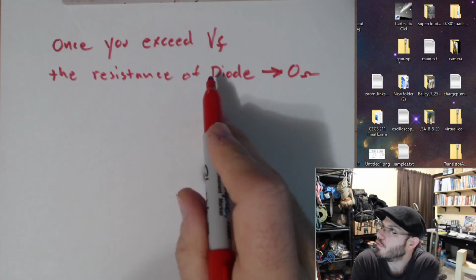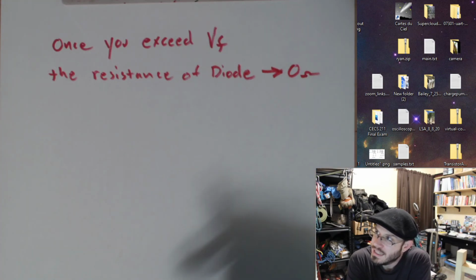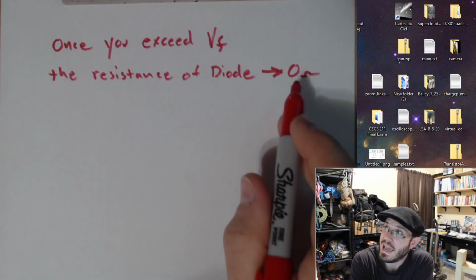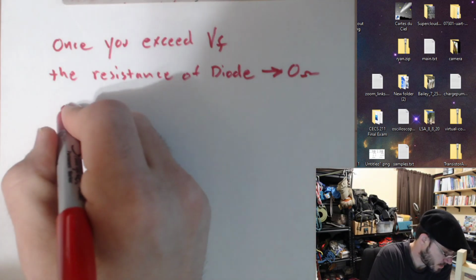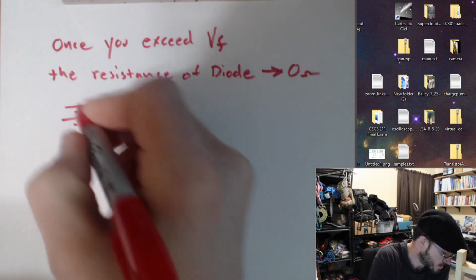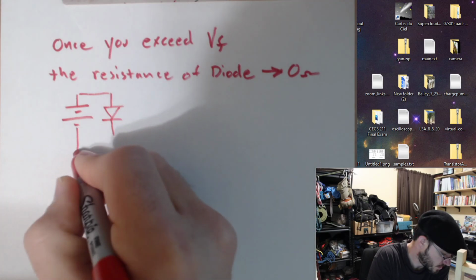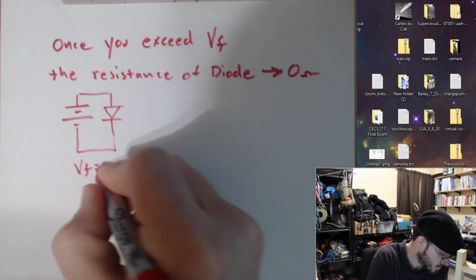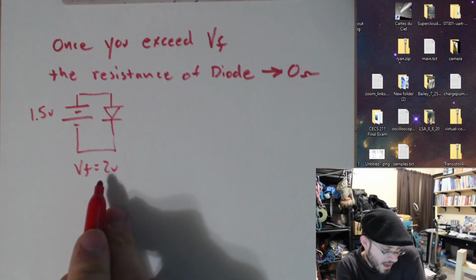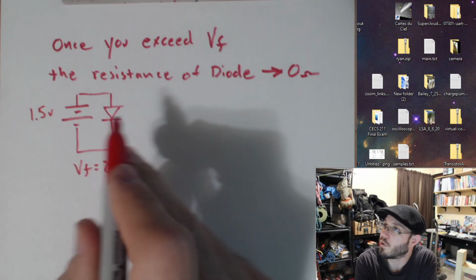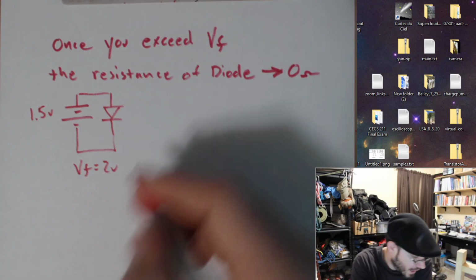Once you exceed the forward voltage, the resistance of this diode starts to head off to 0 ohms. Okay? In other words, it starts to look like a short circuit. If our V sub F is 2 volts and our applied voltage is 1.5 volts, we know that this is going to not conduct, even though we are forward biased. This will not conduct.